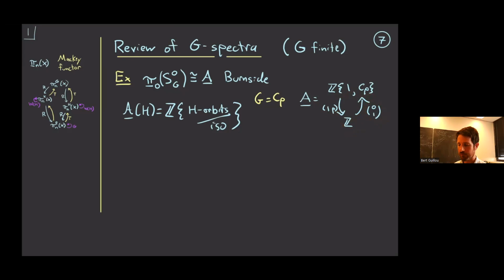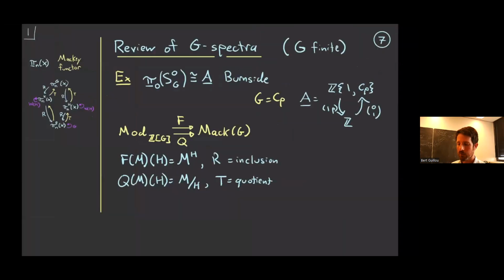It's the Burnside Mackey functor that plays an important role, although it will not figure prominently for us. So instead, something that will be more important for us is the following construction. If you start with a G module algebraically, so something with an action of the group ring ZG, there are actually two different ways to produce a G Mackey functor from this.